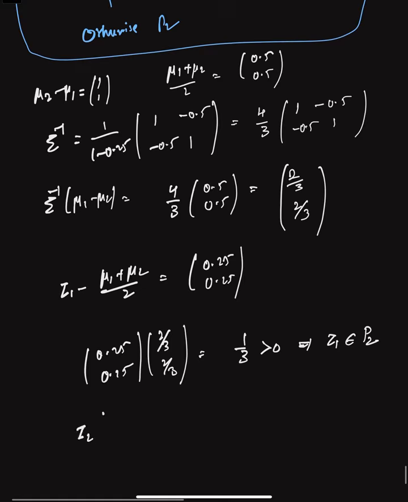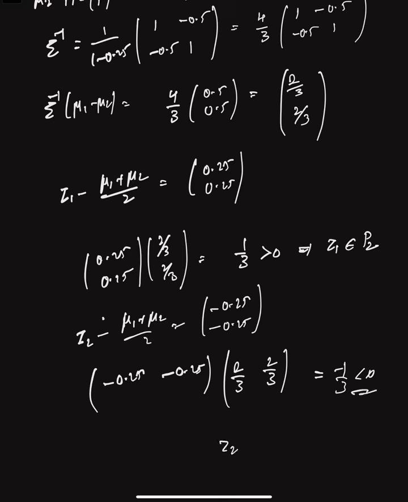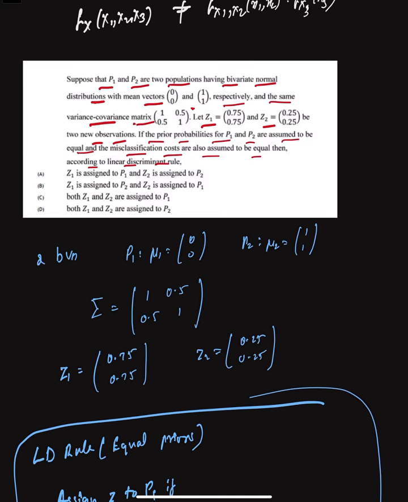Similarly for Z2, Z2 minus (mu1 plus mu2) by 2 is (minus 0.25, minus 0.25). If I multiply this with (2 by 3, 2 by 3), this gives me minus 1 by 3, which is less than 0. Therefore Z2 belongs to P1. So Z1 belongs to P2 and Z2 belongs to P1. So option B is the correct answer.